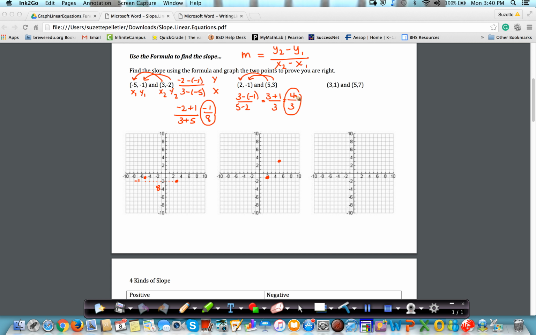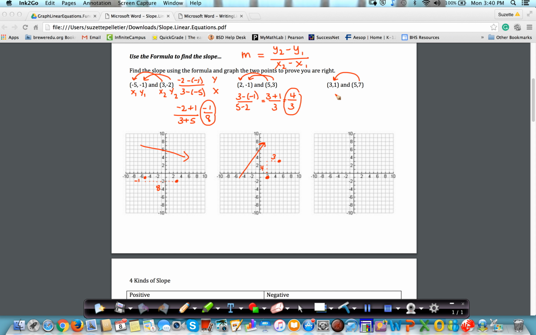And now I'm going to test. I should go up 4 and over 3. 1, 2, 3, 4. Go up 4 and over 1, 2, 3. So I did go up 4 over 3. Again, this was a negative slope going down. This one's a positive slope going up. Let's see what this last one is.